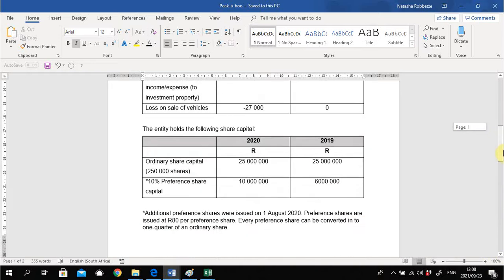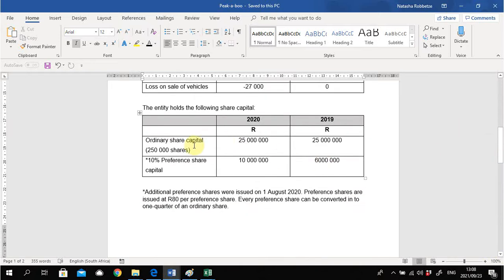In the second table, they also show the ordinary share capital. There are 250,000 ordinary shares, and then 10% preference share capital, which was 6 million, but they had to issue additional preference shares because you will see that it became 10 million. In the little footnote, it says additional preference shares were issued on the 1st of August 2020. Preference shares are issued at 80 Rand per preference share. Every preference share can be converted into 1/4 of an ordinary share.